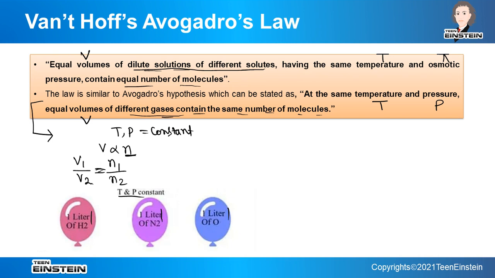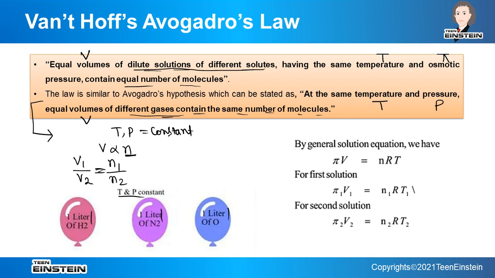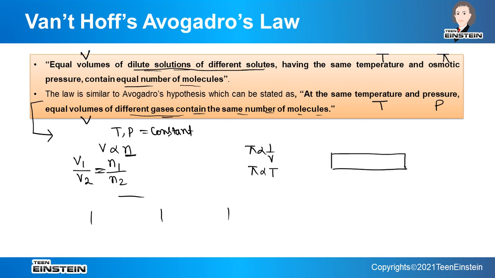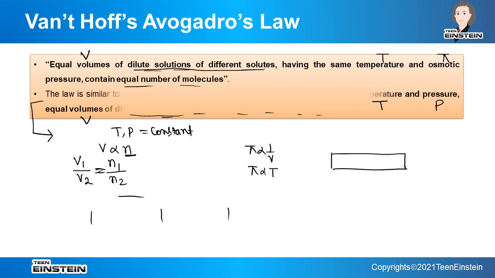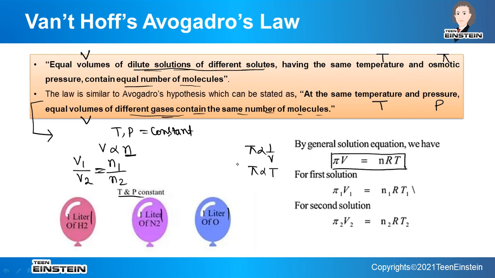Okay. So this is Avogadro's law, and if we now consider Van't Hoff-Avogadro's law, this will be the final equation. Pi V equal to nRT we have already seen in the previous slide. From the first law, pi is proportional to 1 by V from Boyle's law, pi is directly proportional to T from Van't Hoff-Charles' law, and here the number of moles is proportional to the volume. Okay. So combining all these we get pi V equal to nRT.